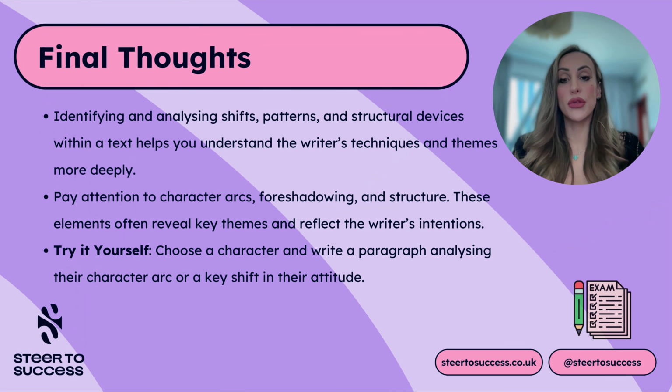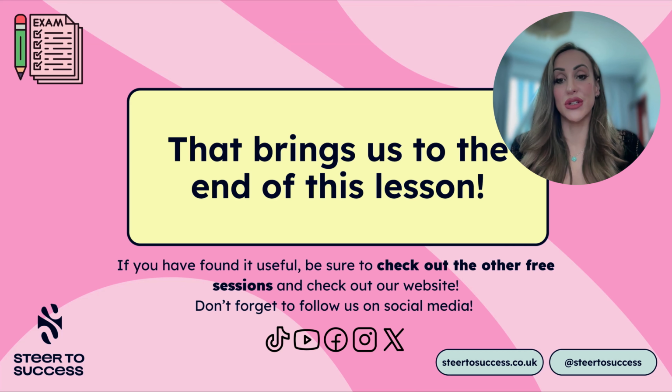And then some final thoughts. So identifying and analyzing shifts, patterns, and structural devices within a text helps you understand the writer's techniques and themes more deeply. Pay attention to character arcs, foreshadowing, and structure. These elements often reveal key themes and reflect the writer's intentions. And try it yourself. Choose a character and write a paragraph analyzing their character arc or a shift in their attitude. So that brings us to the end of this lesson in making links across a text.